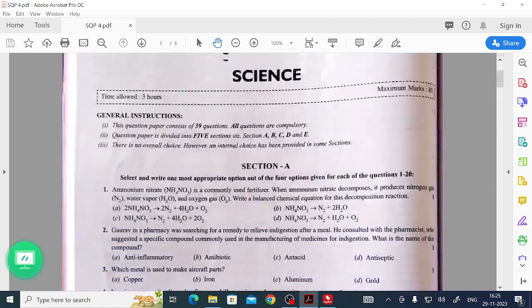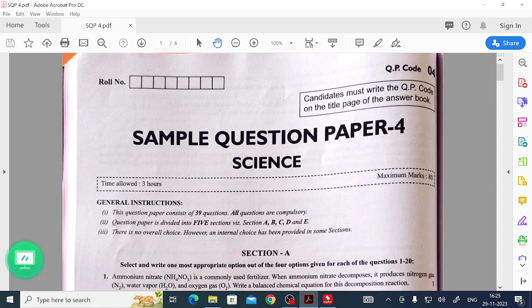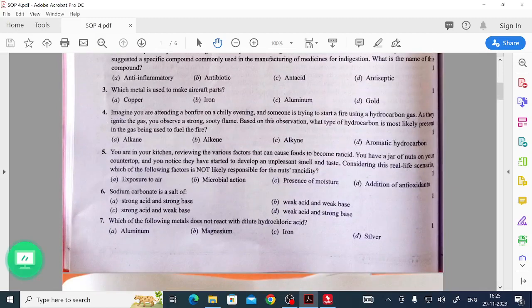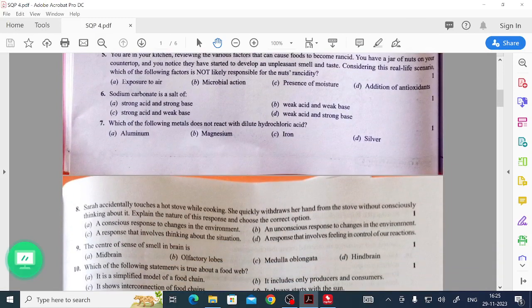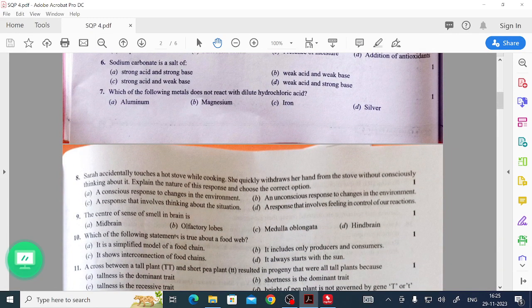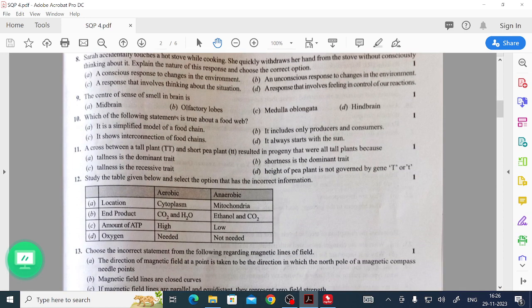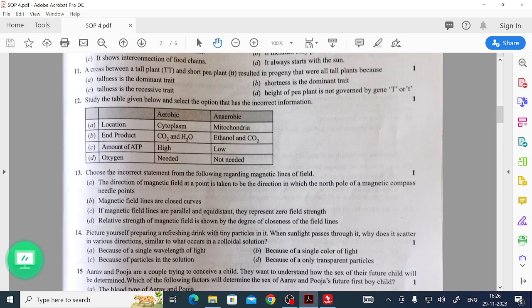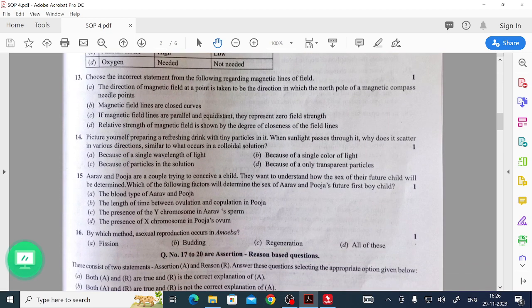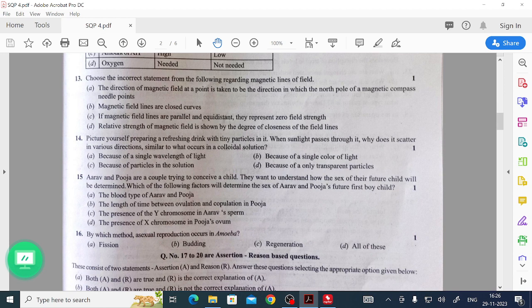Next it is the sample question paper 4. Question number 13: Choose the incorrect statement for the following regarding the magnetic field lines. So we are going to choose the incorrect statement.